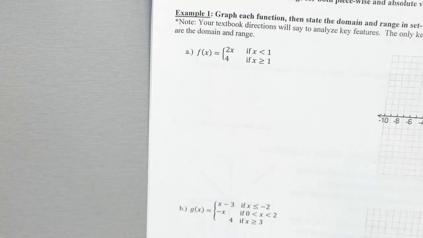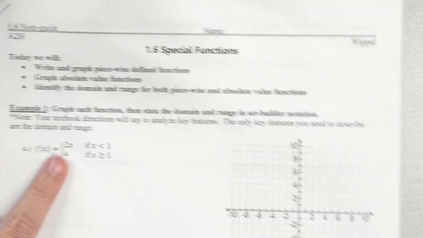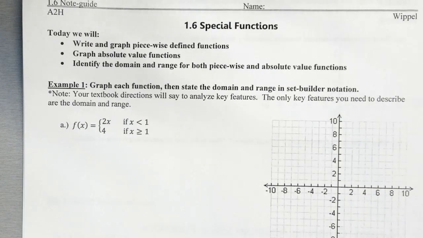All right, so today we are doing 1.6. 1.6 is going to cover special types of functions such as the piecewise function. Okay, so piecewise defined functions, we're going to be working with linear piecewise functions. And then we're going to graph absolute value functions, and some of that may be reviewed for you. And then we're going to do the domain and range of those as well.